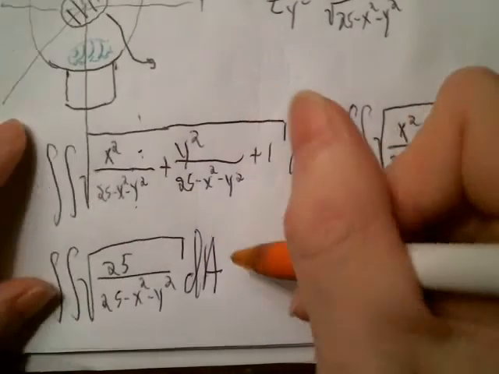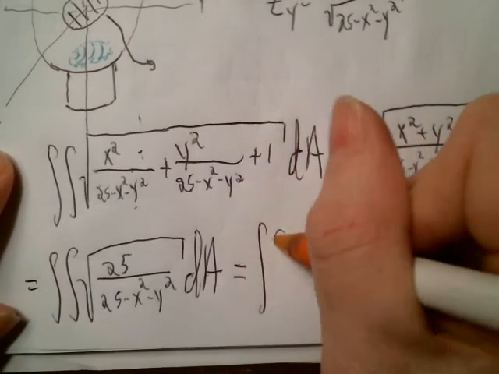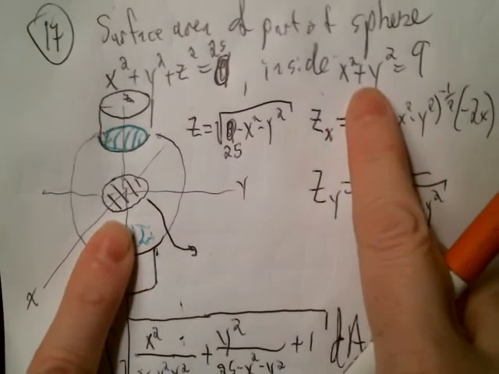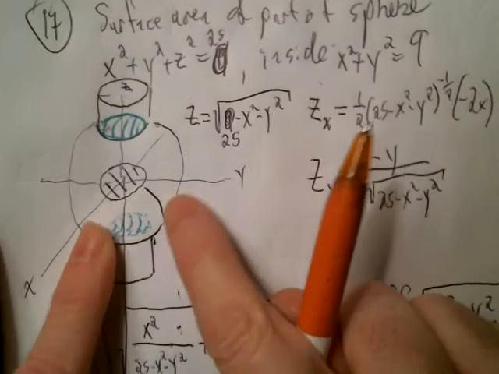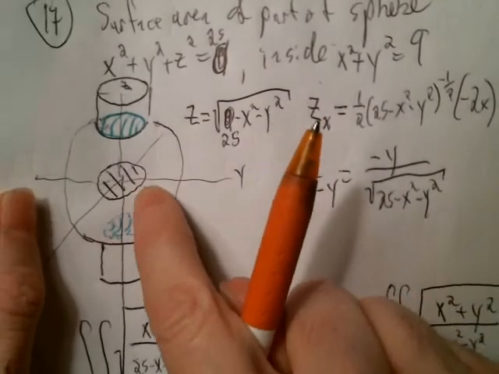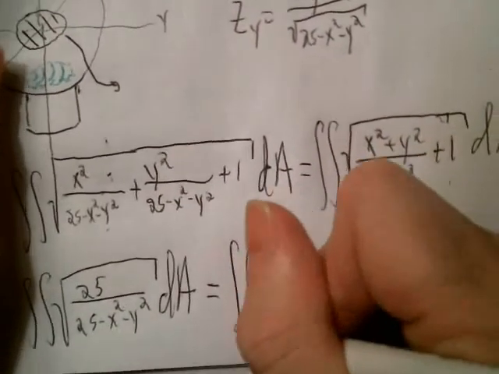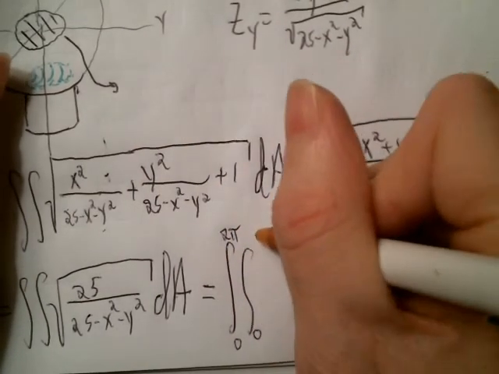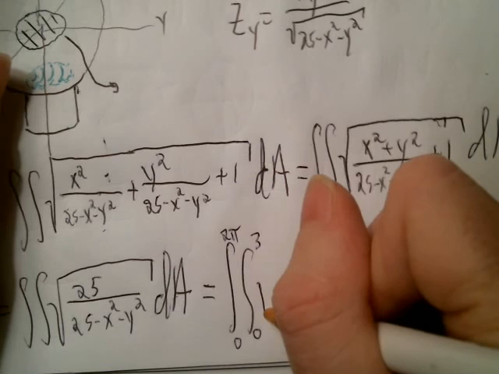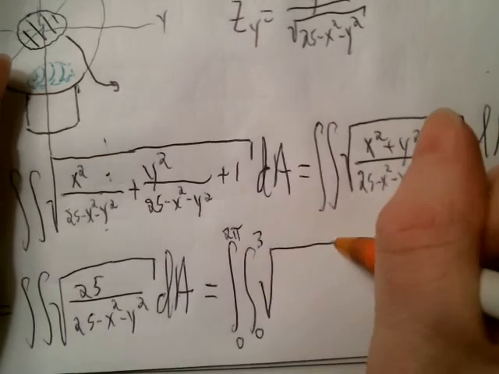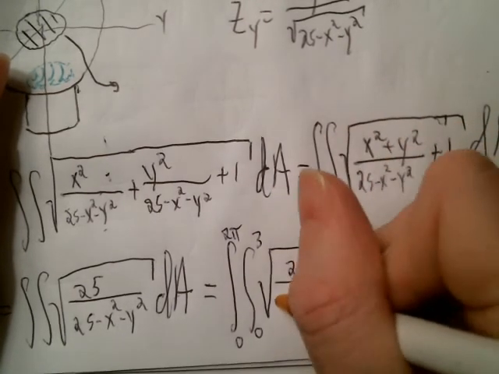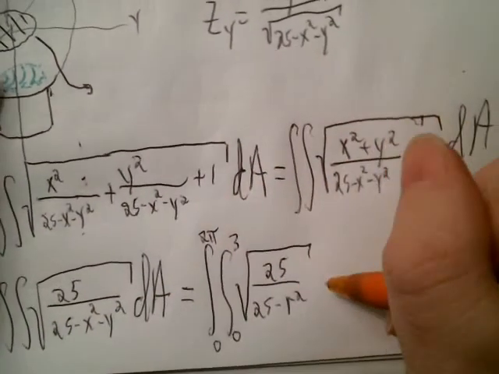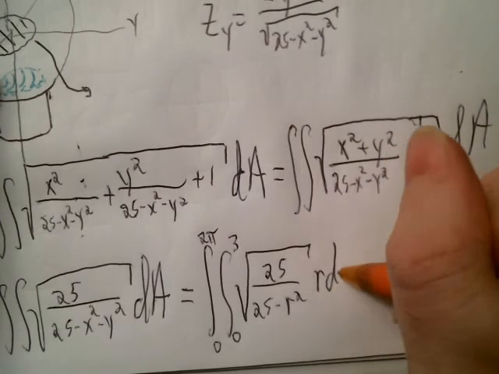Okay, now I want to do my polar sub. So the formula here for this guy is just going to be r equals 3. And then I have to let theta go from 0 to 2 pi. So 0 to 2 pi, r is going from 0 to 3. And then inside my square root, I have 25 all over 25 minus r squared. And you always have to tack on an r dr d theta.